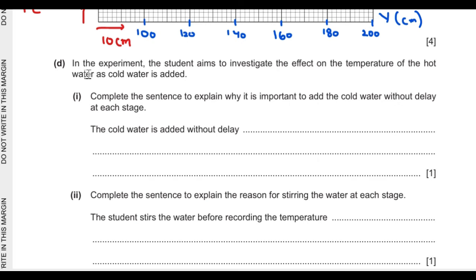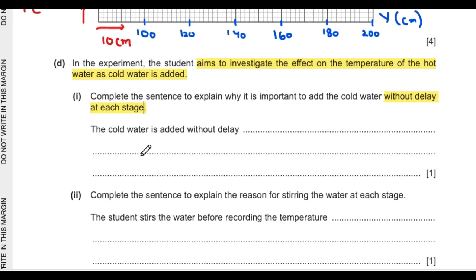D part says in this experiment, the student aims to investigate the effect on temperature of the hot water as cold water is added. Part 1 says complete the sentence to explain why it is important to add the cold water without delay at each stage.